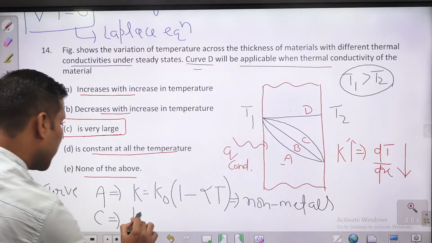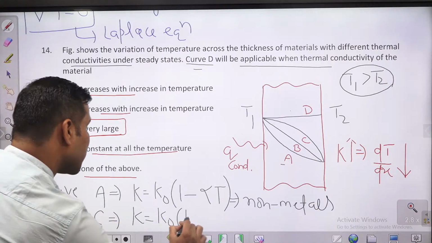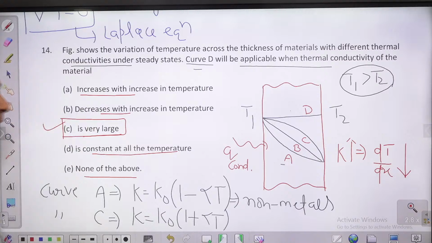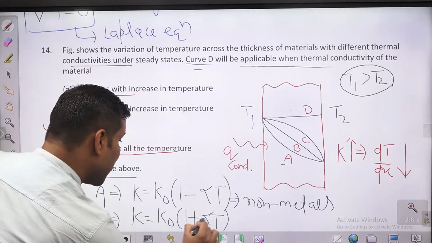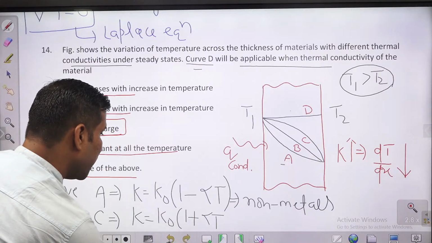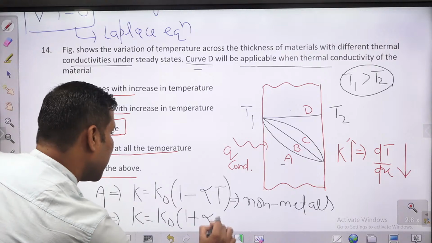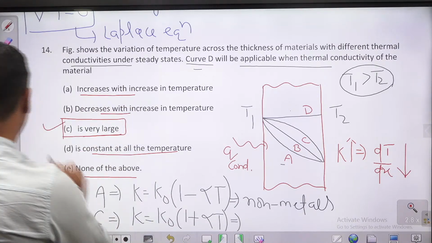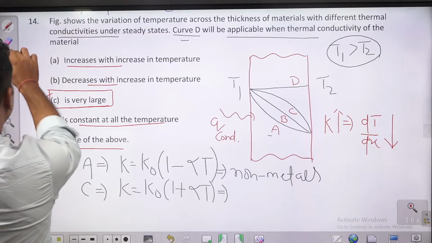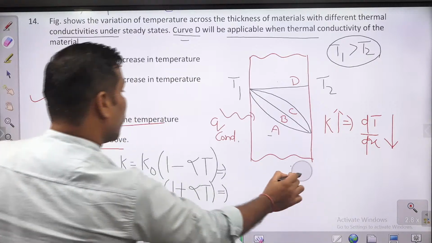Curve C will be for what? Conductivity is increasing with the temperature, 1 plus alpha T. Okay, conductivity is increasing with the temperature, guys. Let me write it here again. So curve C is for what? Okay, it will not decrease. This is decreasing, guys, so this is not for non-metals, this is for metals.